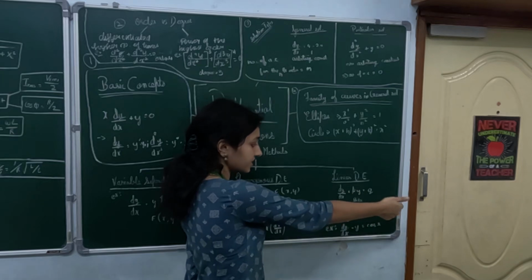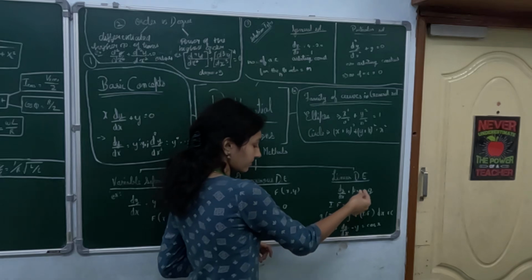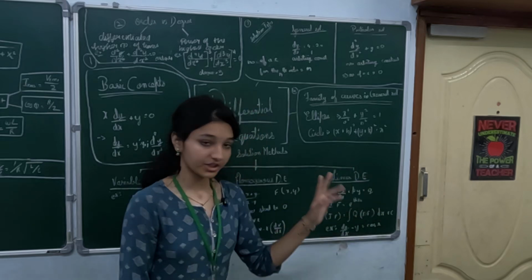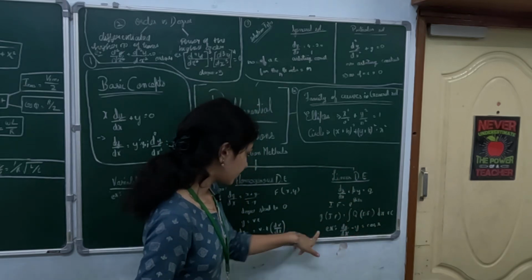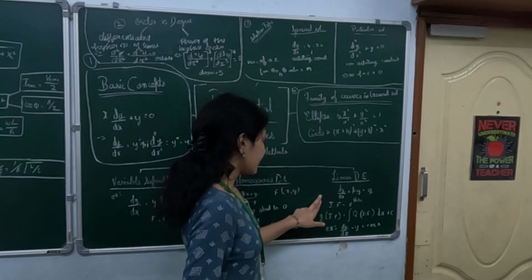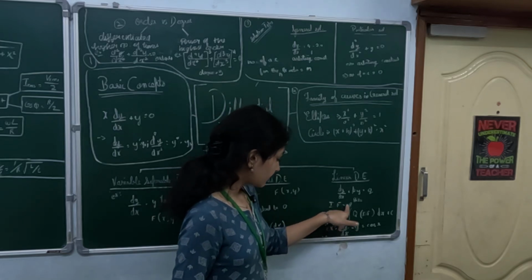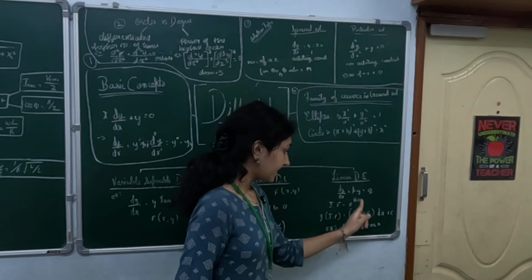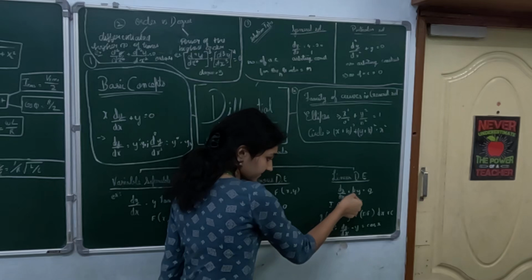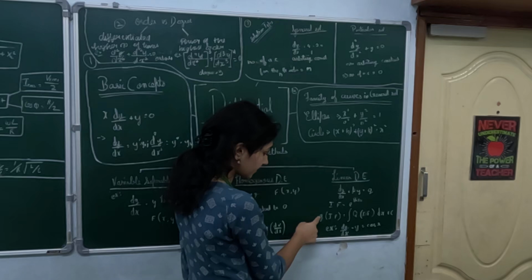Last, linear differential equations. This is the general formula, dy by dx plus py is equal to q. Here p and q are values which we have to find out. What is IF? IF is the integrating factor. Here the integrating factor is e power integral of p dx. We are integrating with respect to dx as we need an x term here.